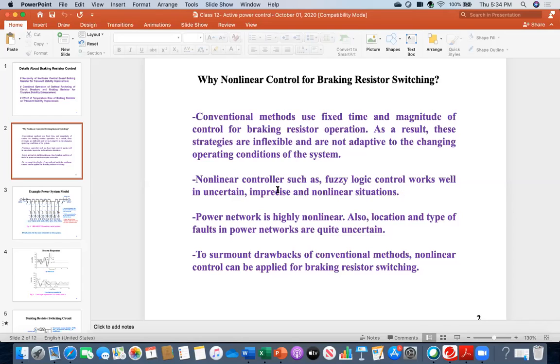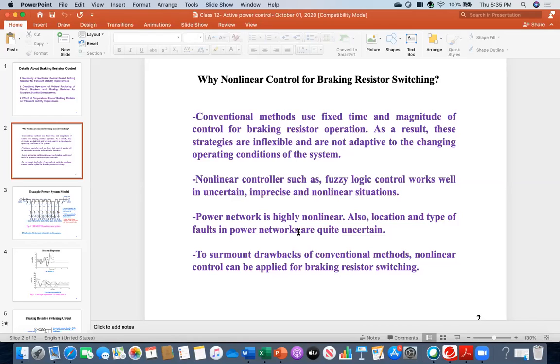Now I am highlighting the keyword nonlinearity. You see that the power grid is highly nonlinear. We are discussing the braking resistor. The braking resistor can be a linear component, but it is connected with hundreds of nonlinear components. The generator itself is nonlinear, all the line parameters and inductances are nonlinear, and loads are nonlinear. Therefore, the power grid is highly nonlinear.